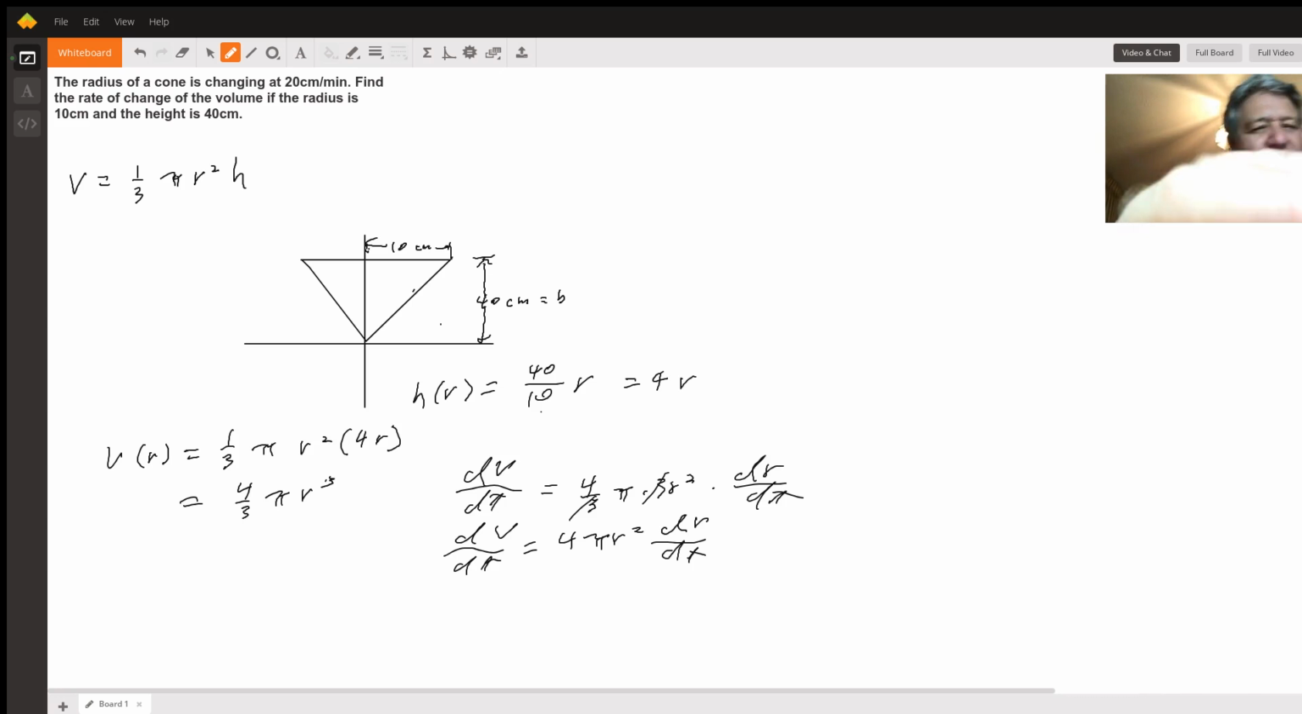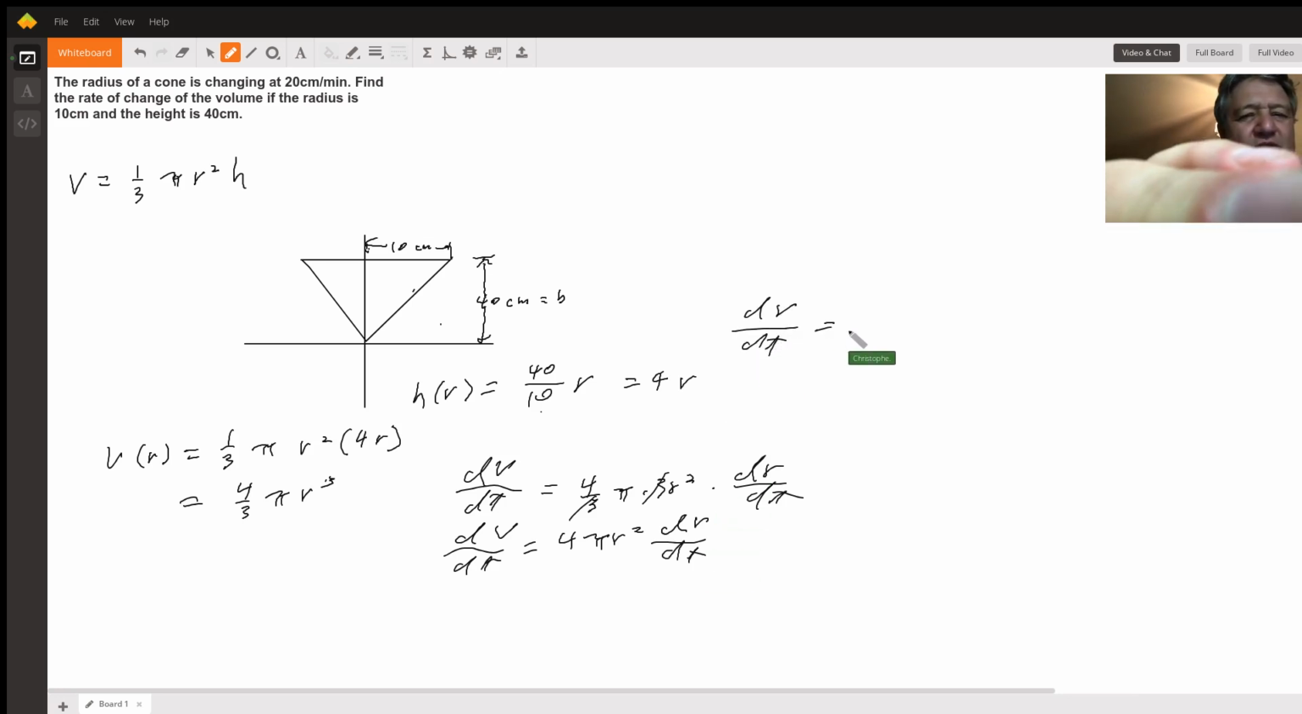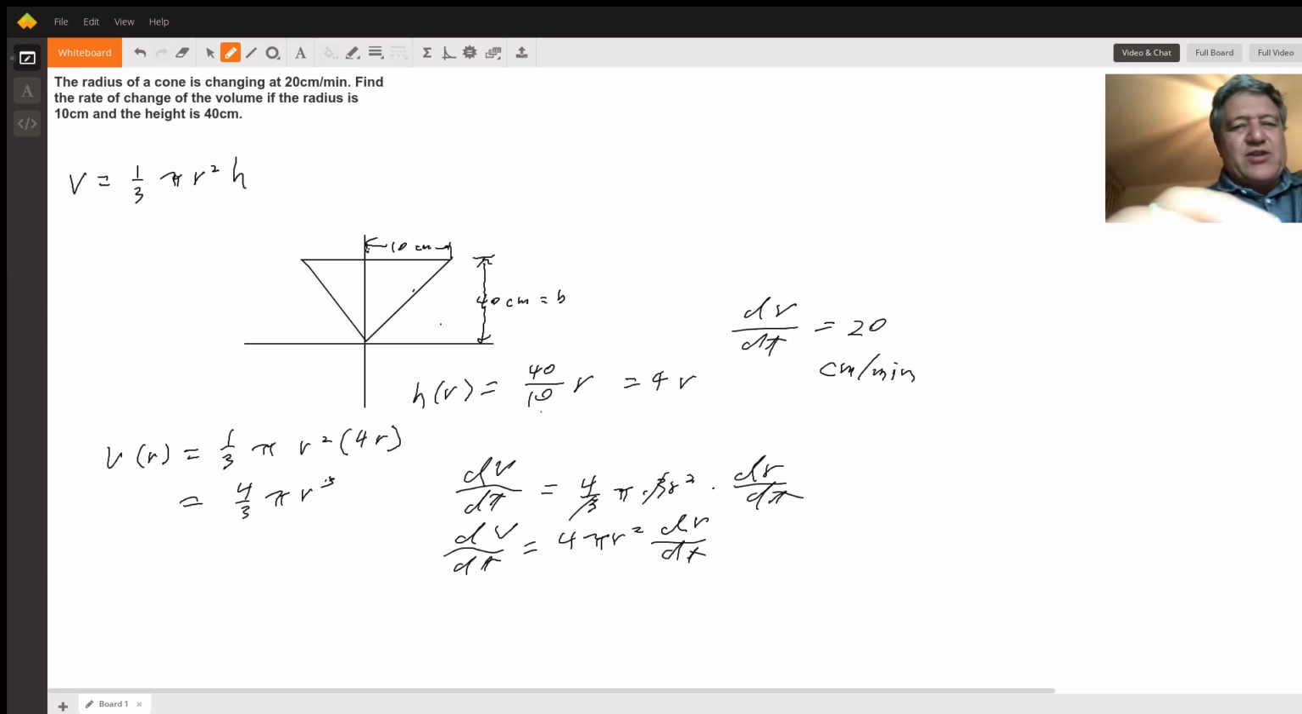We're given dr/dt does equal to 20 centimeters per minute, and it gives you the proper information for the radius, which is 10 centimeters. So now we can just plug in our values. So we go to the next board.